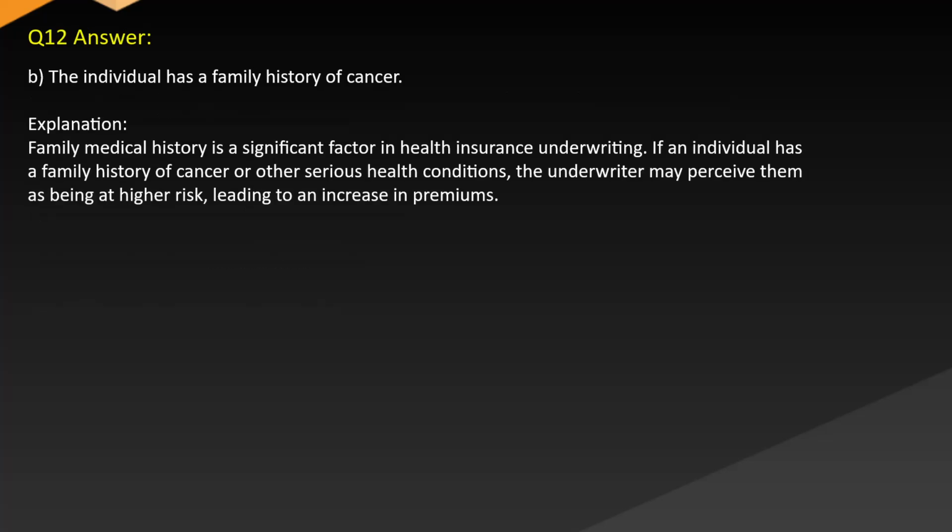Answer B. The individual has a family history of cancer. Explanation. Family medical history is a significant factor in health insurance underwriting. If an individual has a family history of cancer or other serious health conditions, the underwriter may perceive them as being at high risk, leading to an increase in premiums.